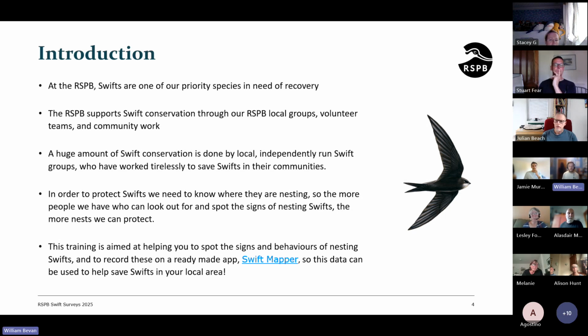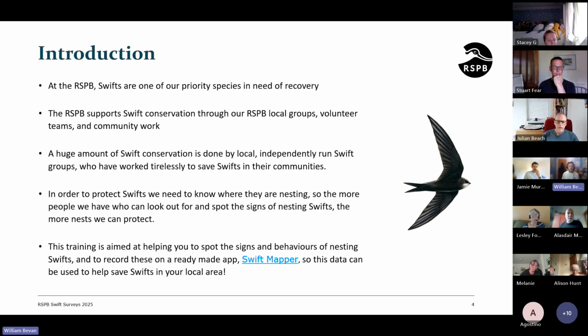So in order to protect swifts, we need to know where they're nesting. So really, the more people we have on the lookout to spot the signs of nesting swifts, the more nests we can protect. And there are huge gaps in our data as to where we have nests or where we think we might have swifts. So all of your records and sightings are really, really important.